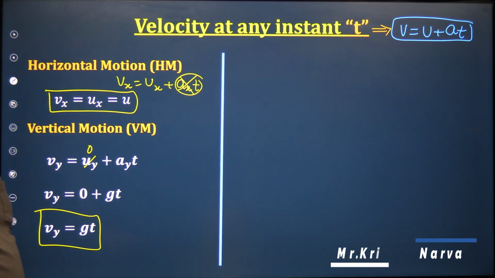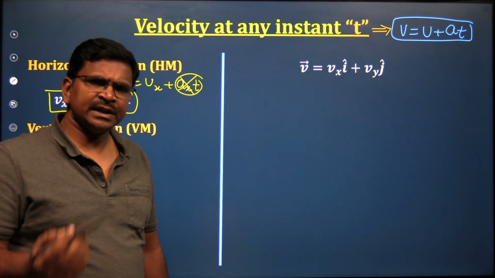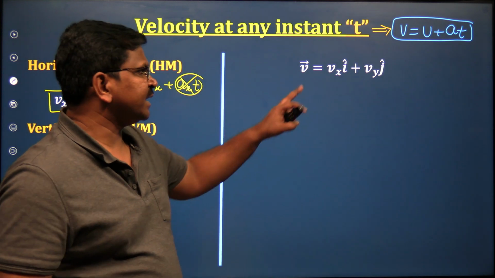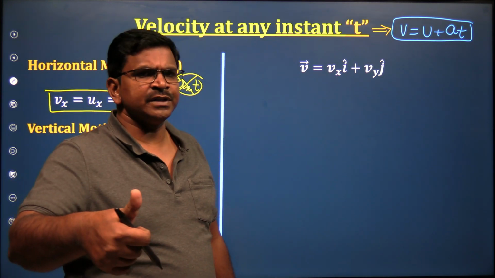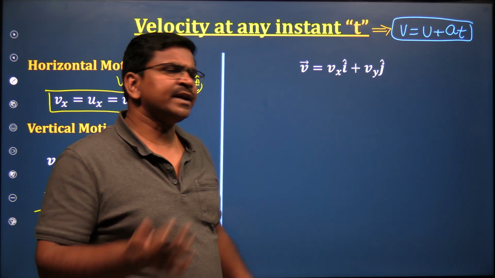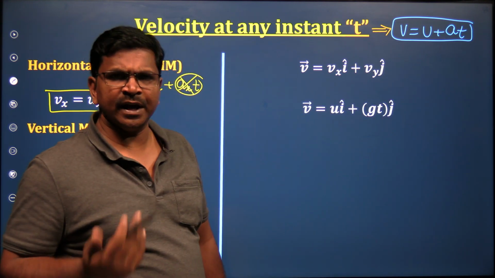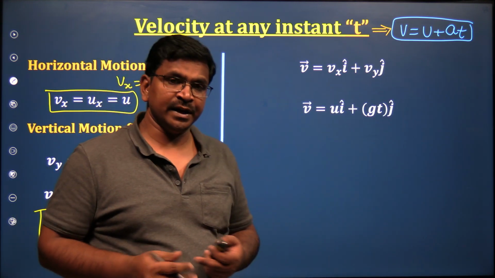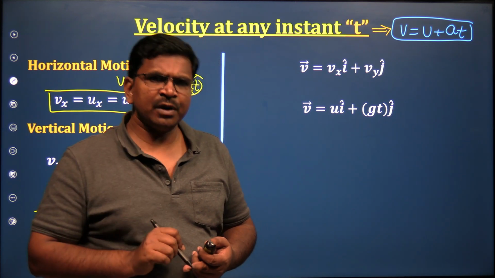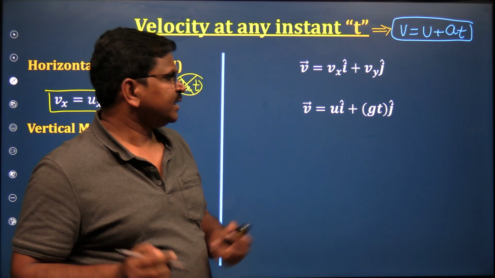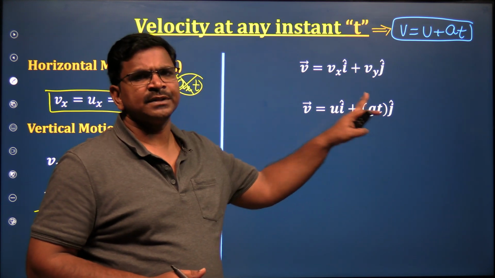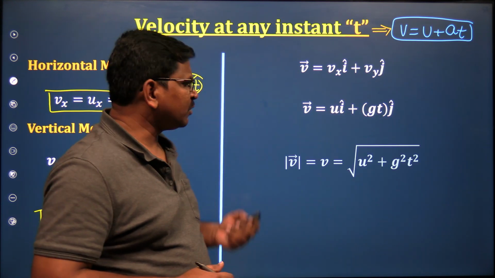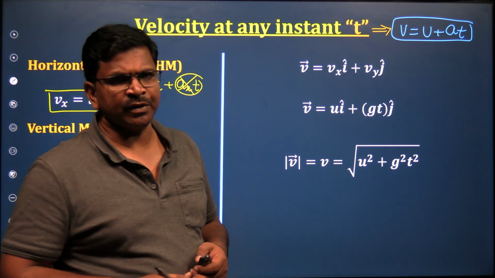So by combining these two, the velocity vector at any time can be expressed like this: vx in i direction plus vy in j direction. And vx is the same as initial u and vy is gt. So I can write this as u in i direction plus gt in j direction. And the magnitude of the velocity can be taken by the simple vector magnitude method, square root of i coefficient square plus j coefficient square, that is square root of u square plus g square t square.